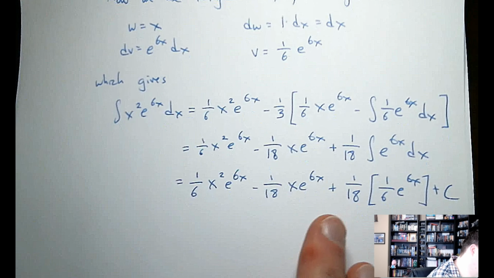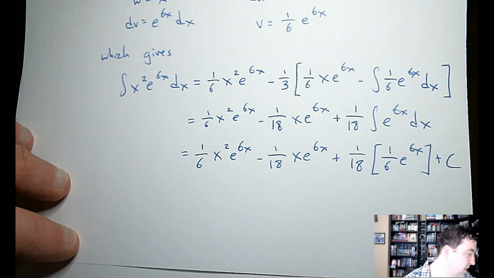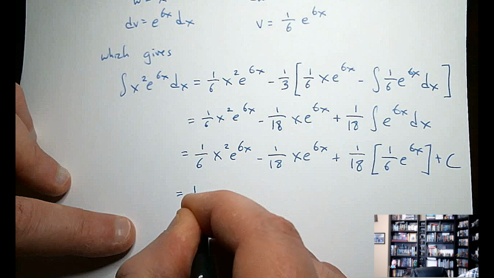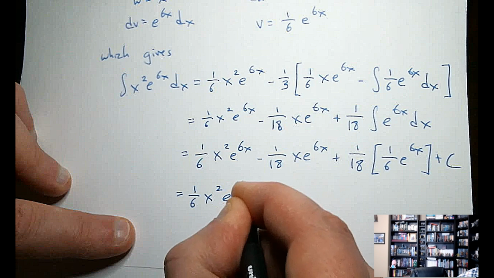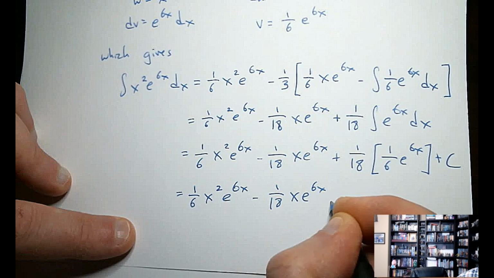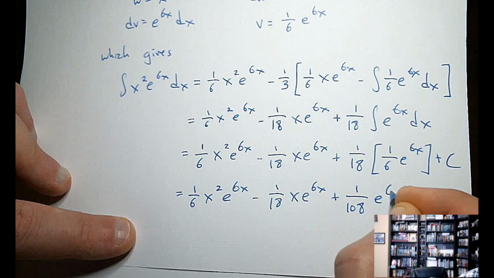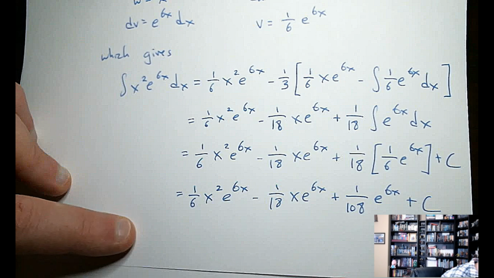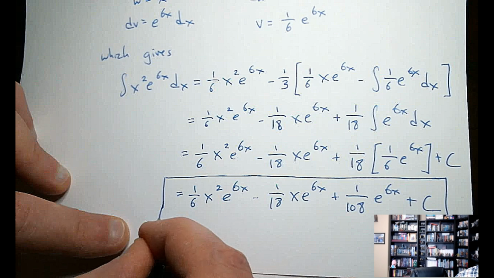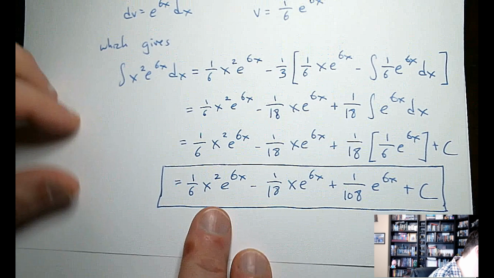And finally, we'll simplify. 18 times 6, that's 60 plus 48, that's 108. So we're going to get 1/6 x squared e to the 6x minus 1/18 x e to the 6x plus 1/108 e to the 6x plus c. So we're able to do it. It takes 2 uses of integration by parts, but we get there in the end.